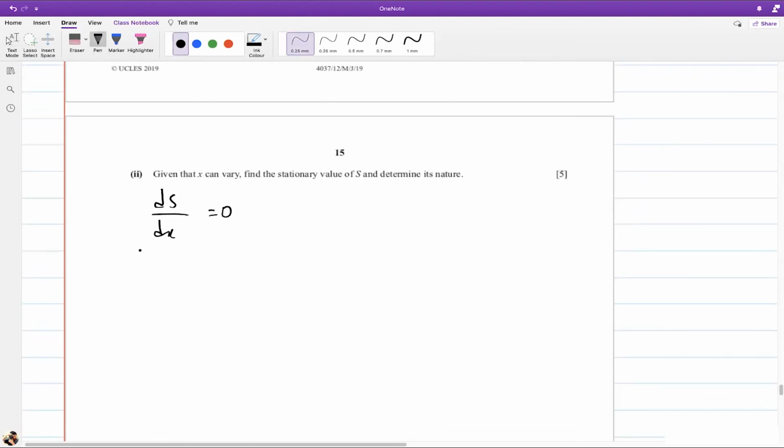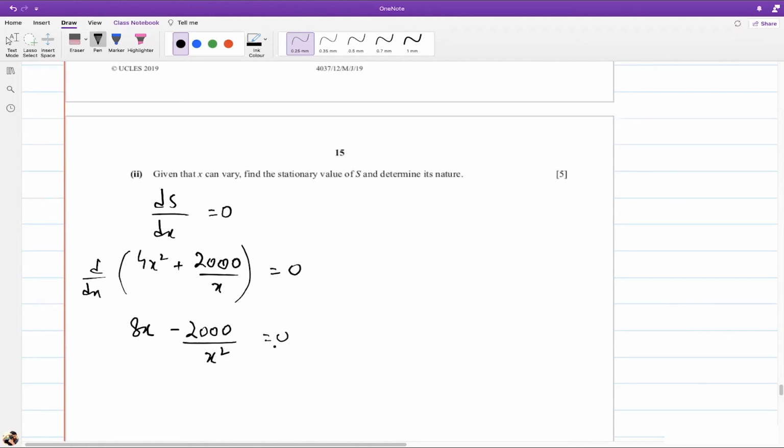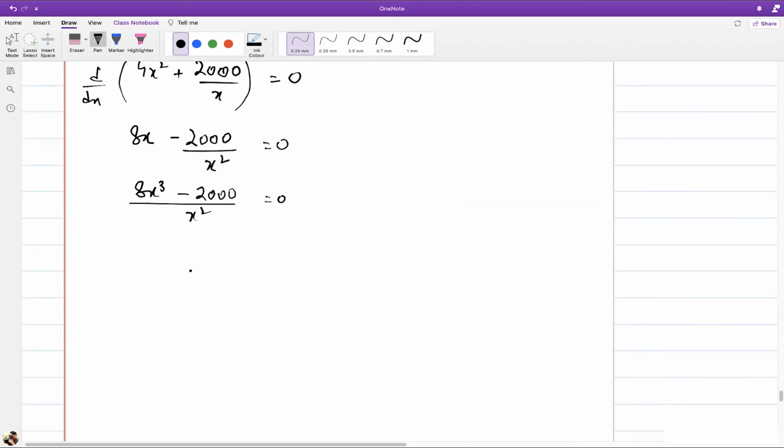सो मैं 4x स्क्वायर्ड प्लस 2000 ओवर x को डिफरेंशिएट करता हूँ. तो ये बन जाएगा 8x. ये बन जाएगा -2000 ओवर x स्क्वायर्ड इज इक्वल टू 0, which gives me 8x cubed minus 2000 over x squared is equal to 0. So that gives me that 8x cubed minus 2000 is 0.